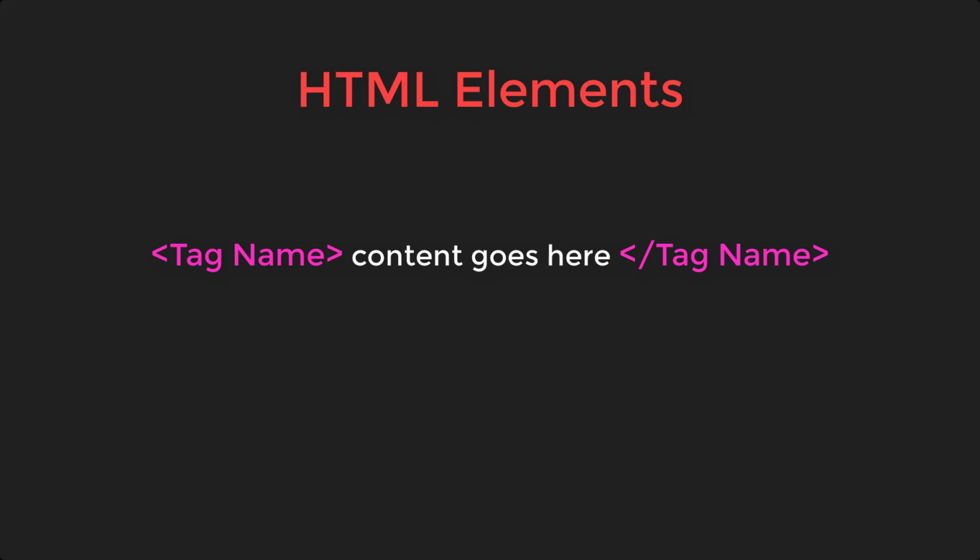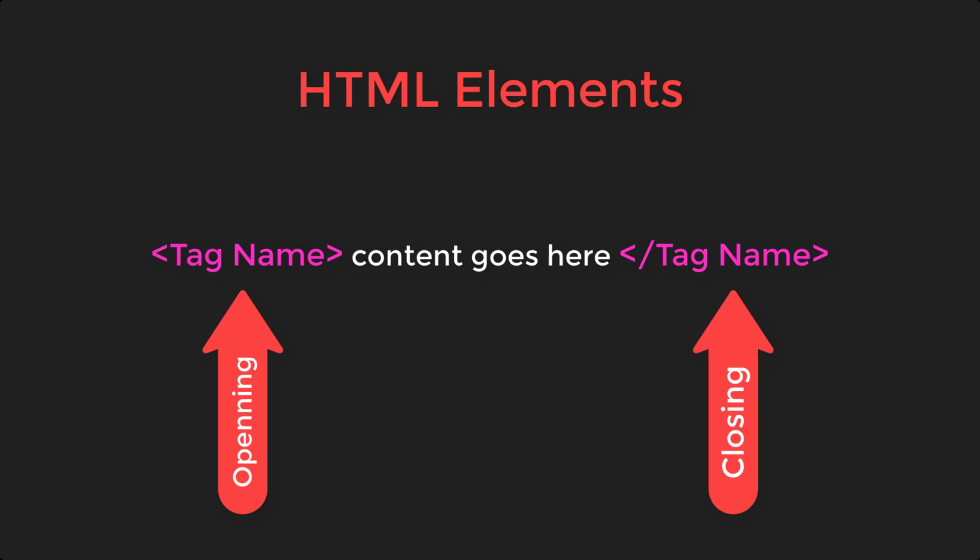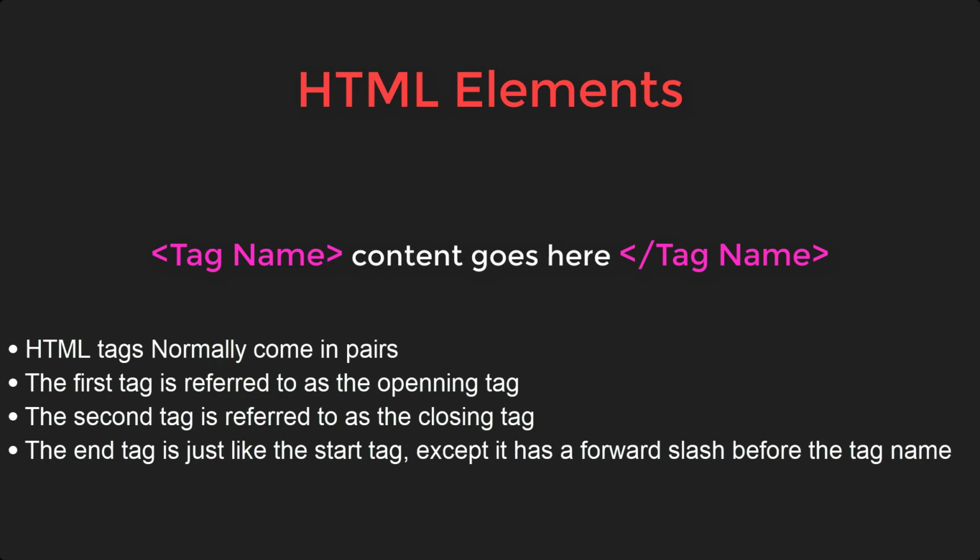In this example, we can see that we have an opening and a closing tag, a tag name, and some content. Most tags appear this way. There are a few that don't, and we'll cover those as we progress. But for the most part, this is the format of elements within the body of HTML documents.